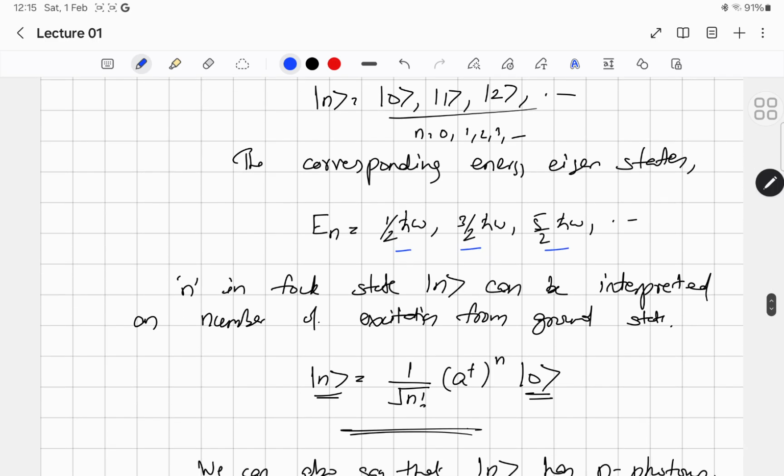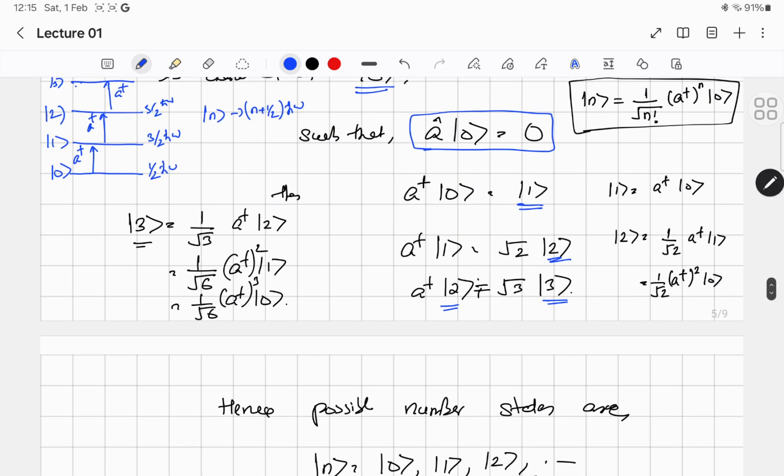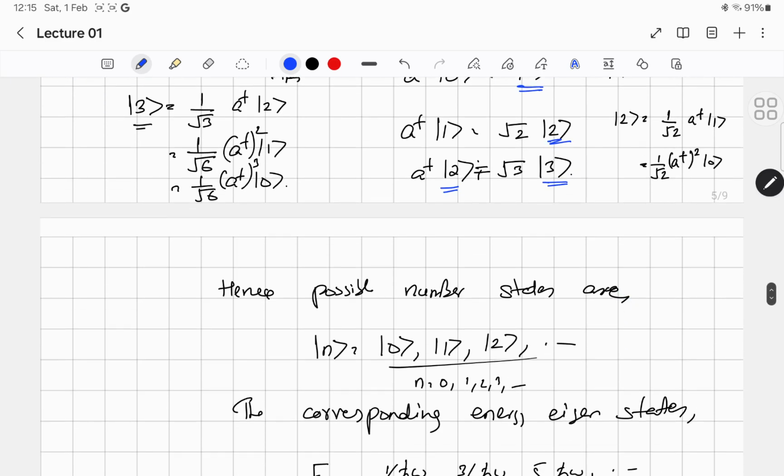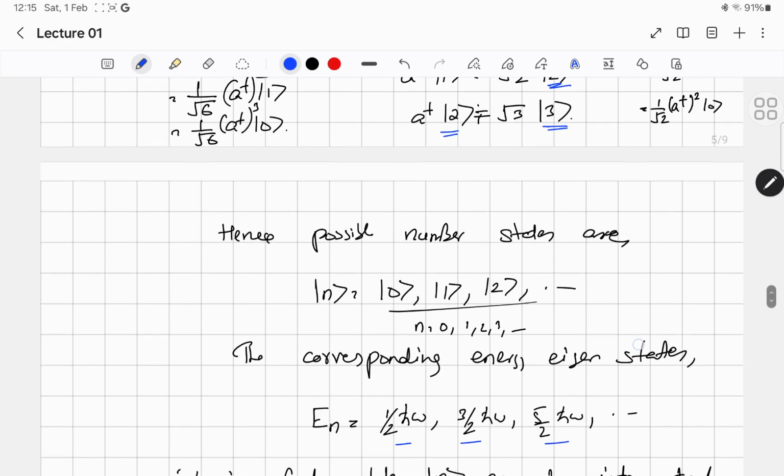And in general, it is possible to represent your state, the ket n state, in this form. So this you can do as an exercise. Just try to find it, because what I have done is just show a few steps of how to write ket 1, ket 2, ket 3. So do a few more steps, and you can generalize it.